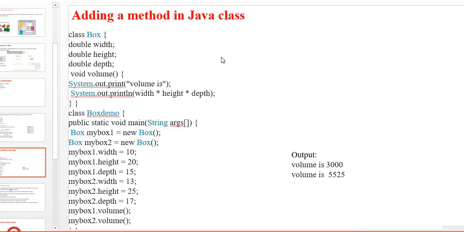When I call the volume method corresponding to mybox1 and mybox2, we are able to generate the multiplication of the mybox1 values and mybox2 values. So width, height, depth, that is 10 into 20 into 15, is equal to 3000. Next 13, 25, 17, multiplication of these three values will be equal to 5525, with the statement "volume is". So here we need to understand that with the object information we are able to assign the values to the instance variables.